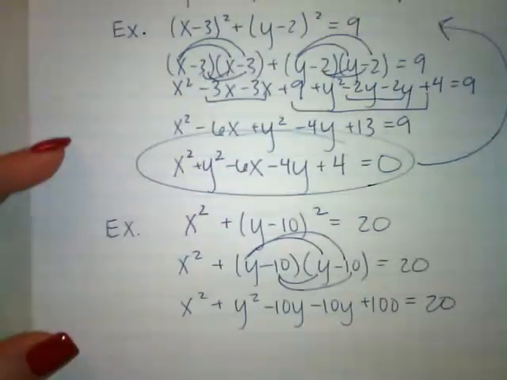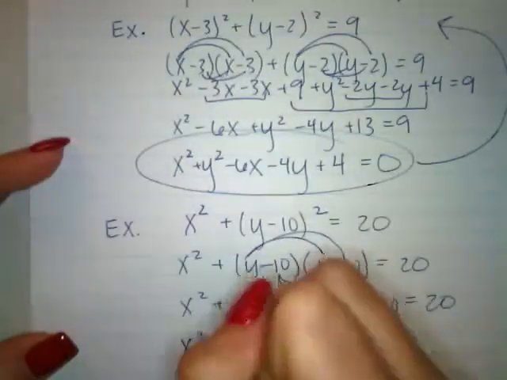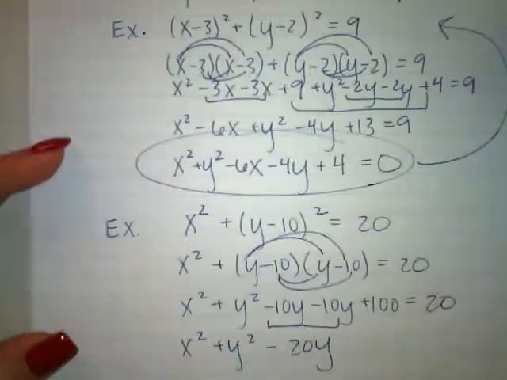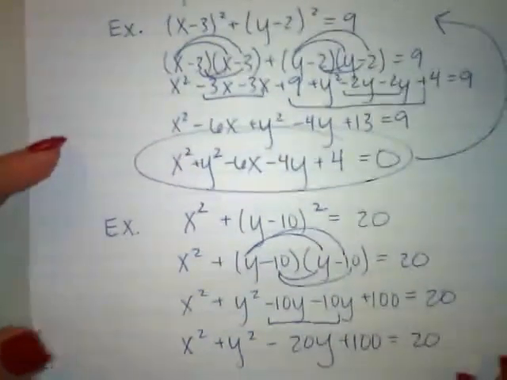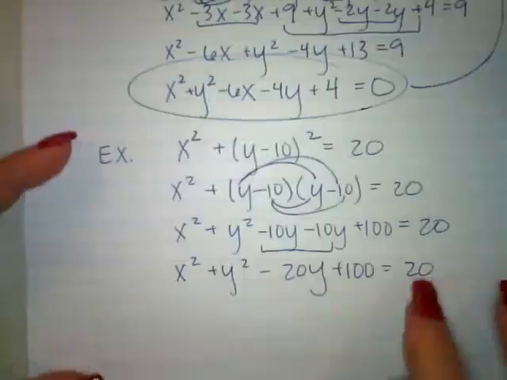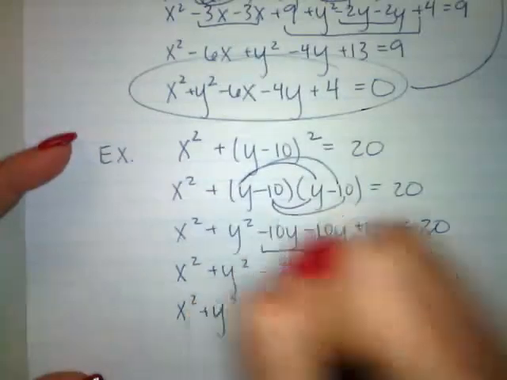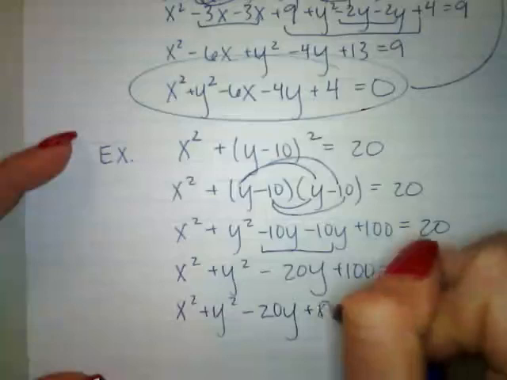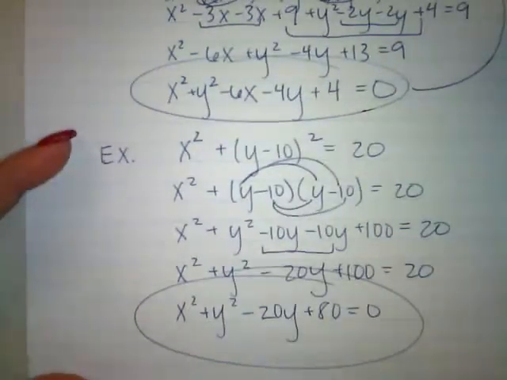We want to make sure that the like terms have been combined. And I'm not quite done yet because this is not set equal to 0. Last step is subtract that 20 over. I am now done. That concludes our notes for today.